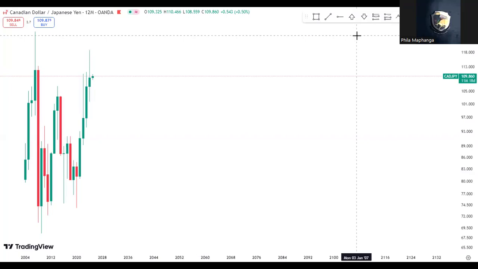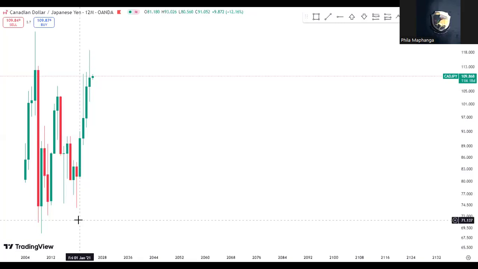This one is Canadian dollar versus the Japanese yen. And this is 12 months, not a smaller time frame. This is 12 months. Can you see that? The reason why we are on 12 months is because we want to see the overall trend. That one is very much important.